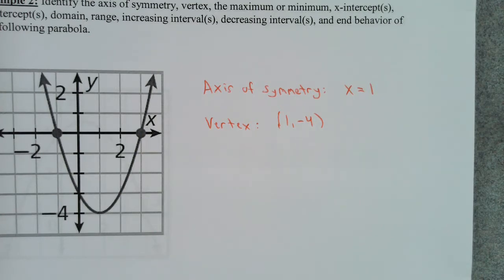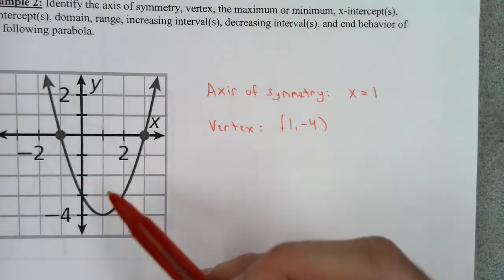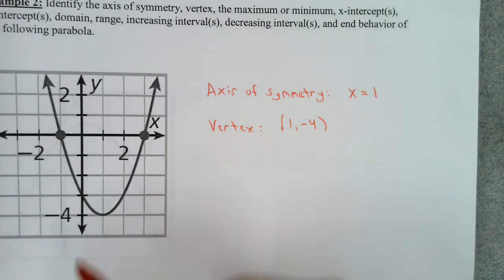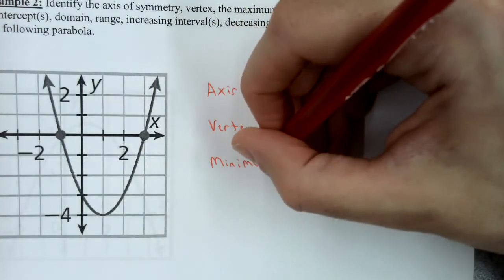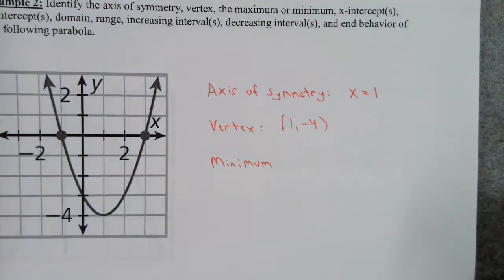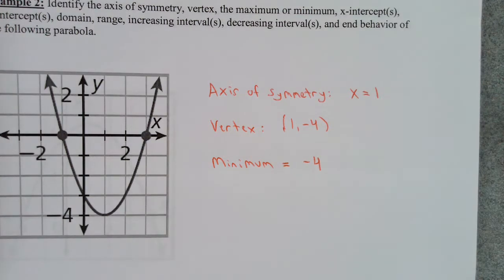The maximum or the minimum next. I'm going in order. Maximum or minimum. This one has a minimum because it has a lowest point, and the lowest point is -4. So I'm going to write down minimum equals -4. Okay. Again, I'm going in order.